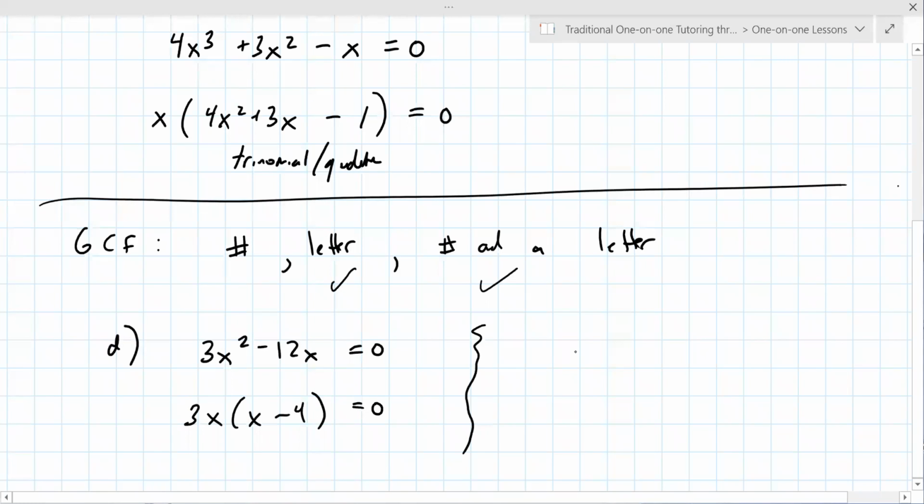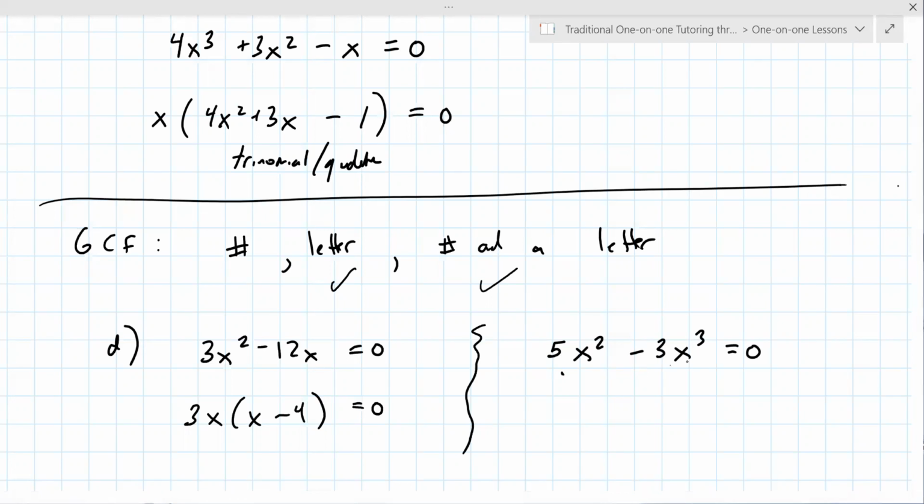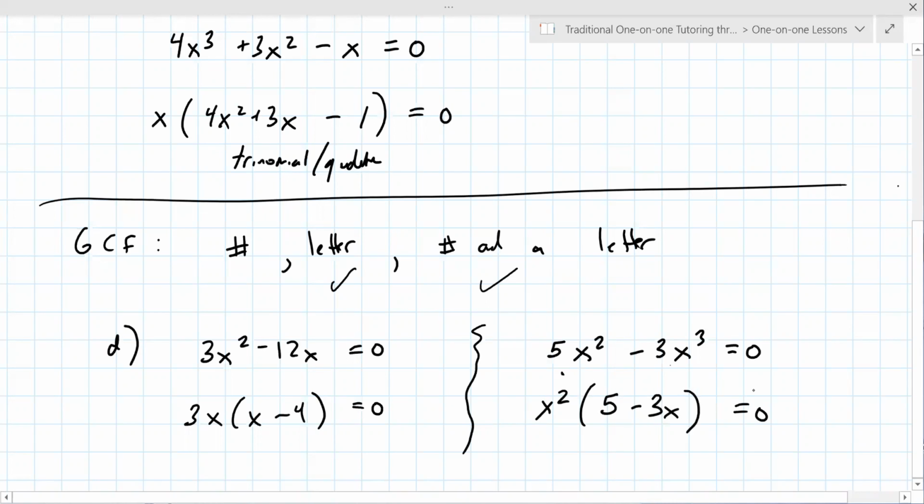But let's say I give you another one: 5x squared minus 3x cubed equals 0. Does each term have an x in it? Yes, it does. So is this GCF? Yes. Now, what is common between both of them? They both have x squared. So now this becomes 5 minus 3x.